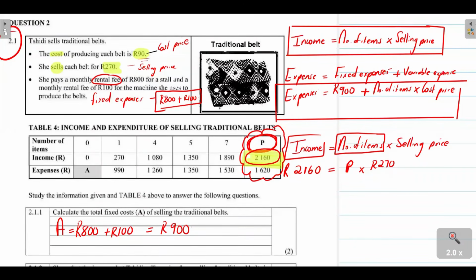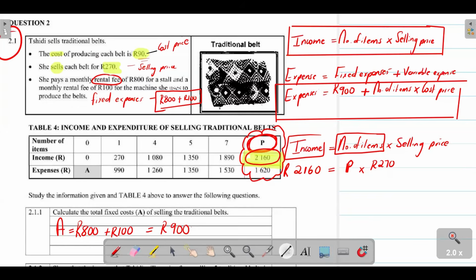I think you have to say P is equal to, then the values need to change. How? P is equal to 2,160 minus 270. So for me to get the P on its own, remember, I said that you always need to ask yourself, okay, what is happening?